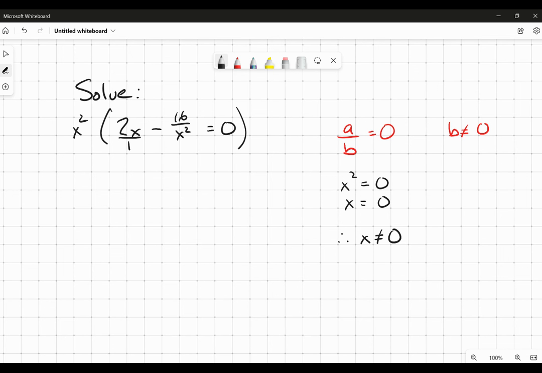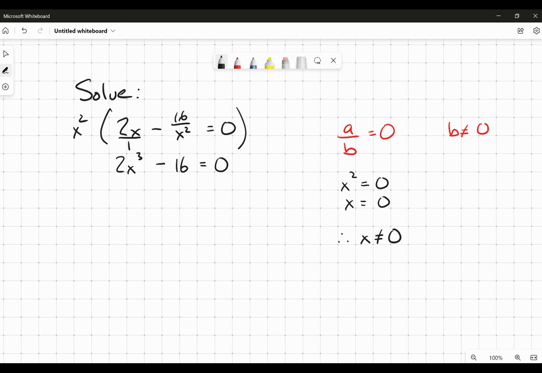Okay, so I'm going to multiply by that common denominator, which in this case is just going to be x squared, and that is going to get me 2x cubed minus, and then in that second term, the denominator is going to cancel with that x squared. So it's going to be minus 16 is equal to 0. Okay? And now this is the equation I'm going to solve.